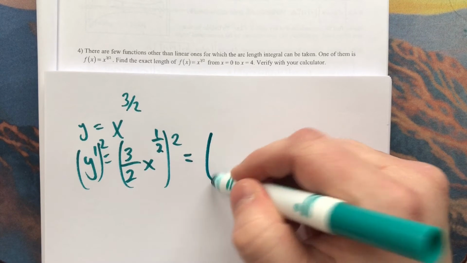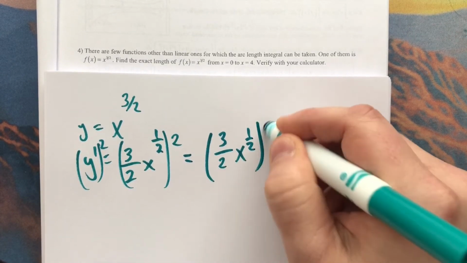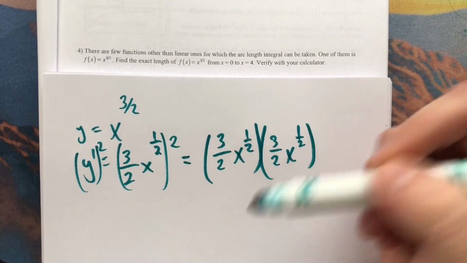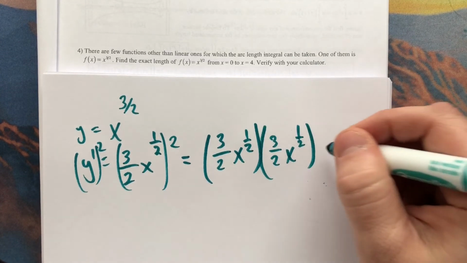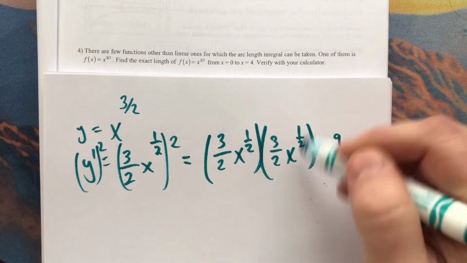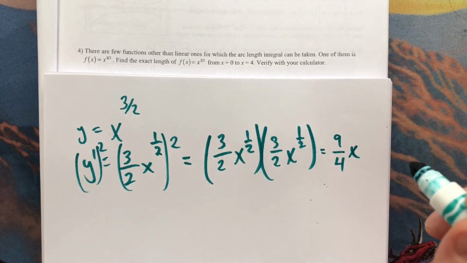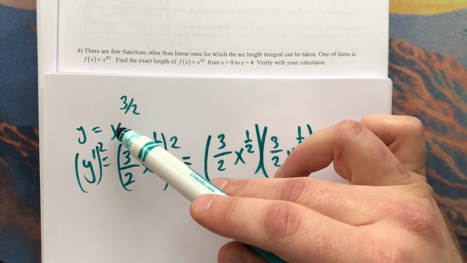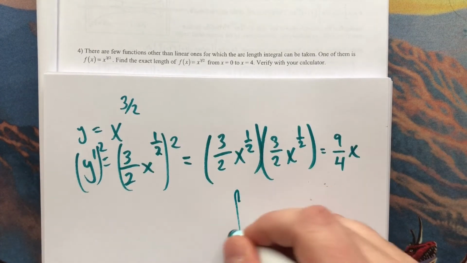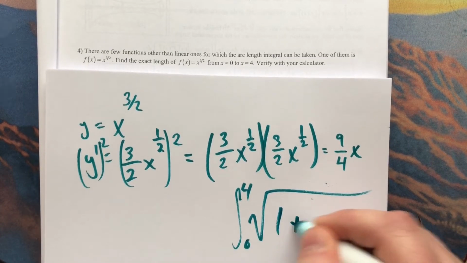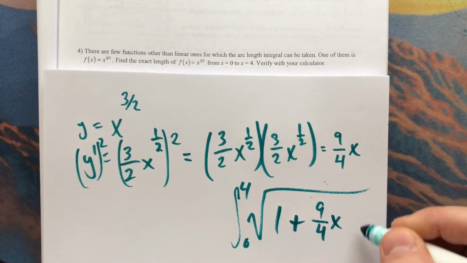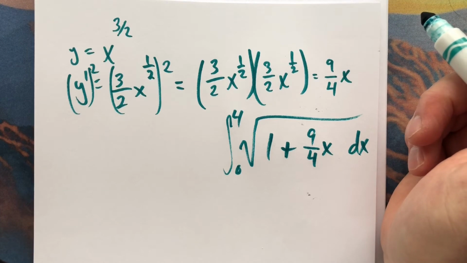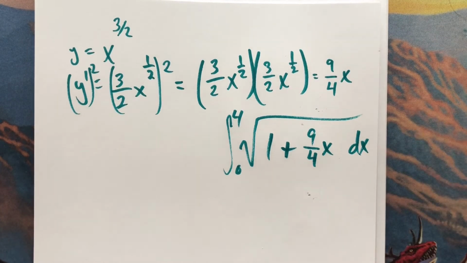this literally means, therefore, each of these pieces gets squared individually. 3/2 times 3/2 gets us 9/4, and then x squared times x squared gives us x. So if I want to find the exact length of this curve from 0 to 4, I should just be able to go from 0 to 4 and find it. Okay, this is a simple U substitution problem that I'm not going to do.